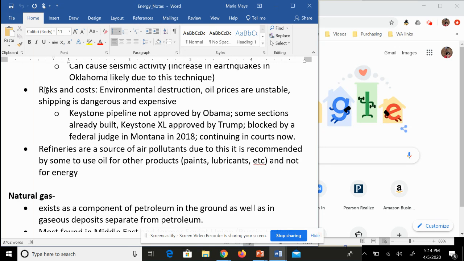Refineries are a source of air pollutants, so it is recommended by some to use oil for other things, not for energy. Oil refineries put out more pollution prior to using it for energy. So because of that, people are saying, well, we should just use oil for things like paints or lubricants, other areas where we need oil to make a product, and not use it for energy.